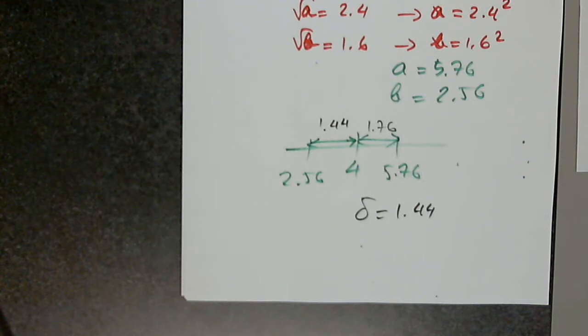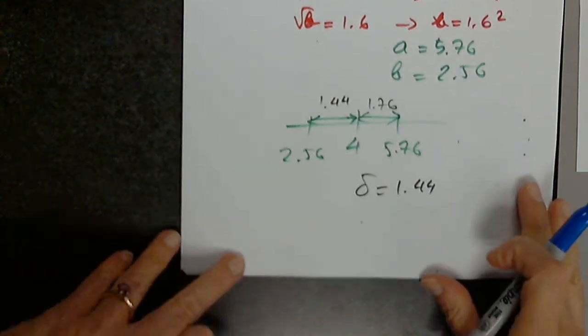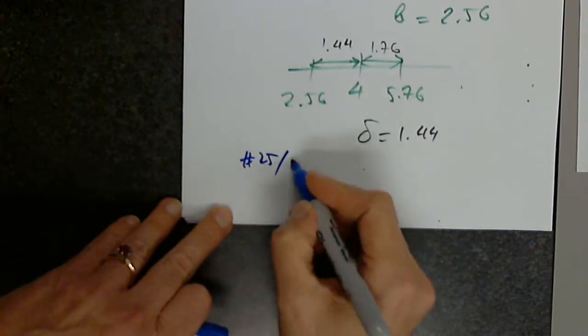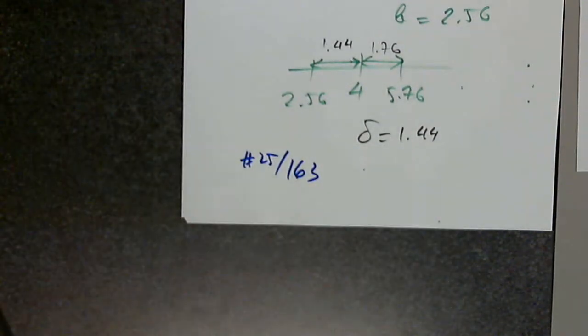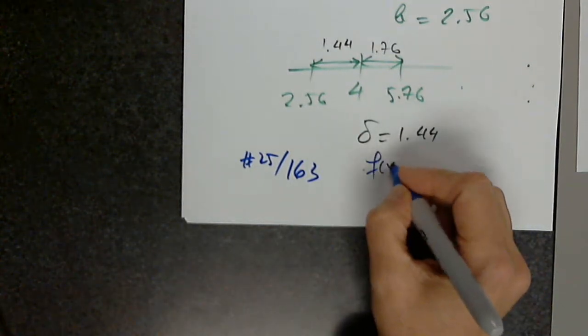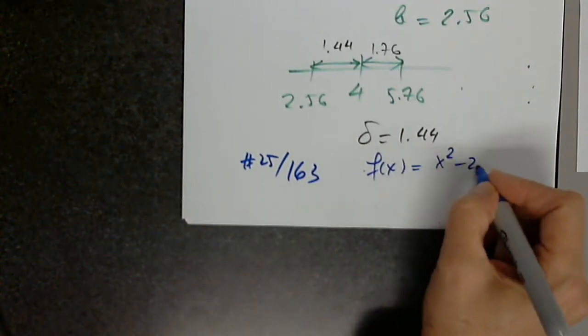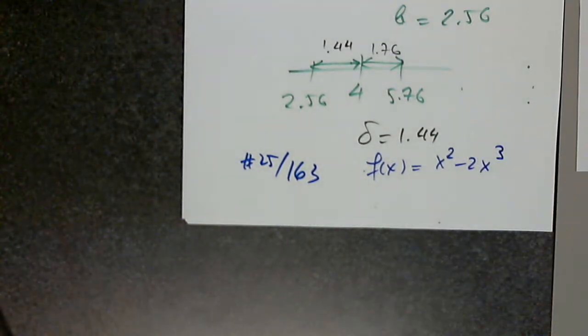Other questions? So, yes. We look at 25 on page 163. Let's take a look. 162, 163, number 25. So we have f of x equals x squared minus 2x cubed. We're asked to find the derivative of the function using the definition of the derivative.